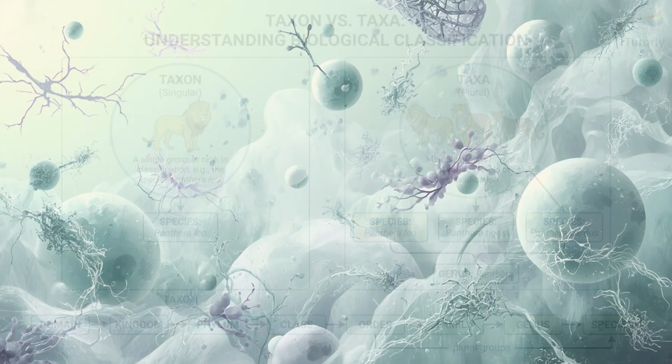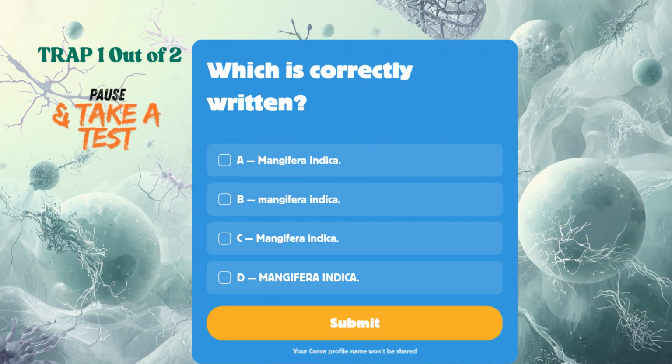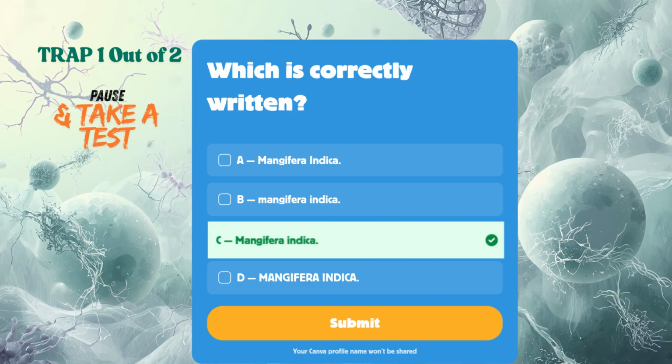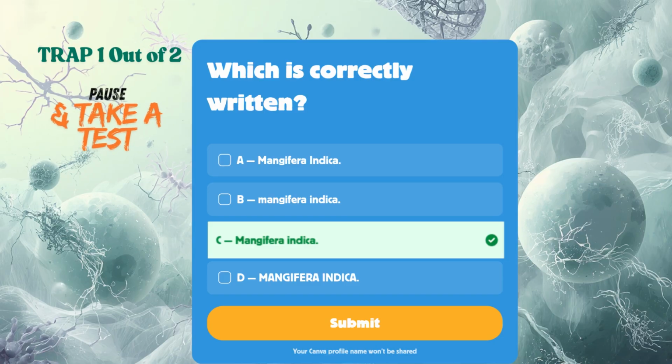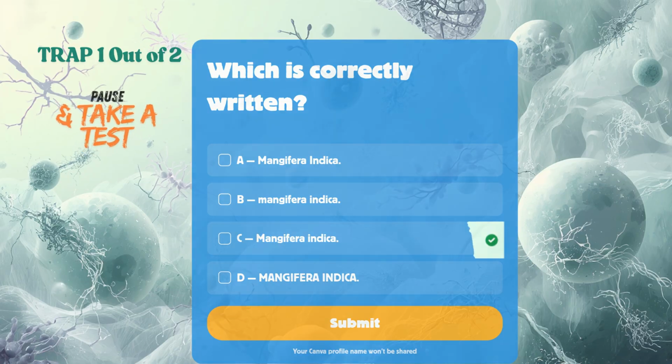2 traps. Pause after each question and think before I reveal the answer. Trap 1. Which is correctly written? A. Mangifera indica. B. Mangifera indica. C. Mangifera indica. D. Mangifera indica. The answer is C. Capital M for genus, small i for specific epithet, italics. All others violate at least one rule.